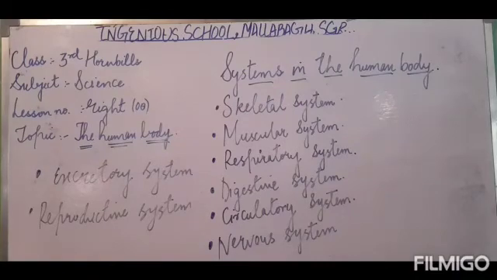Now, my dear kids, the reproductive system. The reproductive system, as you all know, is the system which helps in the reproduction of offspring, which helps in giving birth to the new generation, isn't it? It helps to produce babies. Got it? So this was a quick recapitulation of this chapter, that is the human body.